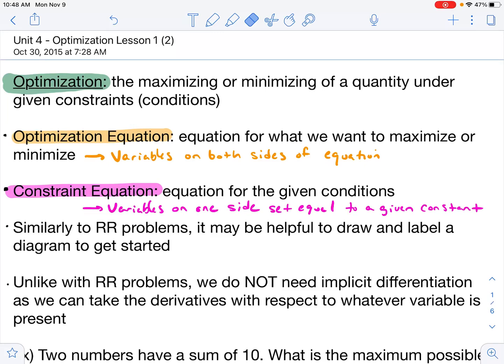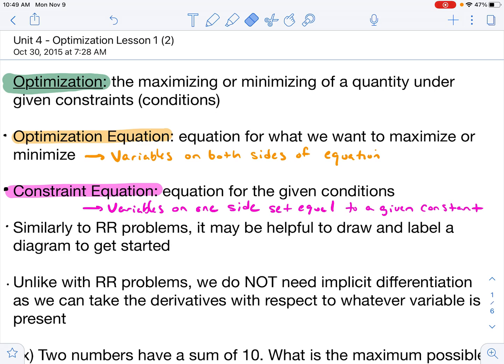All right, everybody, welcome. We're going to talk about optimization in this lesson. Optimization is the maximizing or minimizing of quantities under given constraints or given conditions. And you'll see lots of examples in the lessons coming up.